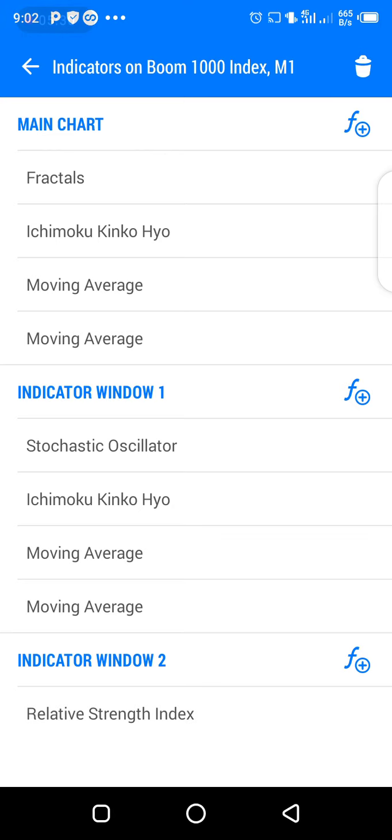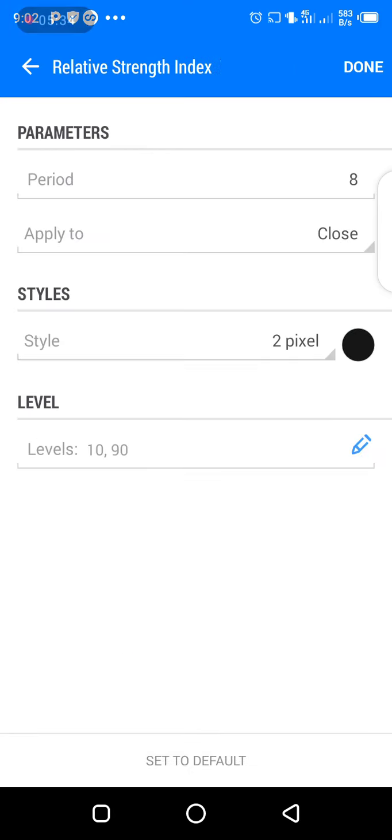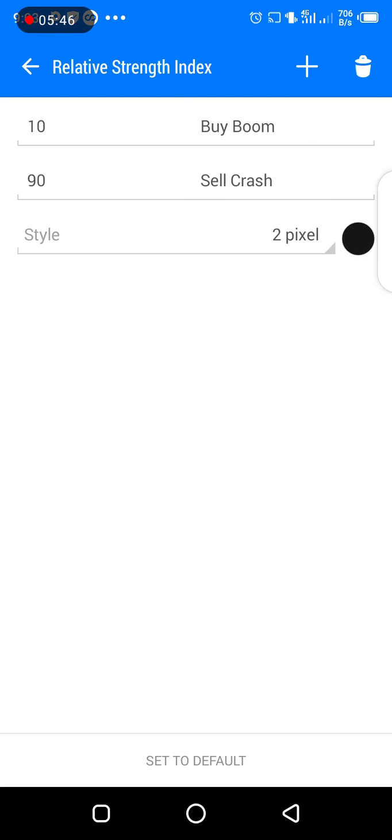That one is only the relative strength index that you need. So you just take your relative strength index, period 8, applied to close, size 2 pixel, and for the levels you have 10 and 90. Now for 10 you buy Boom, and for 90 you sell Crash, and your style is 2 pixel.